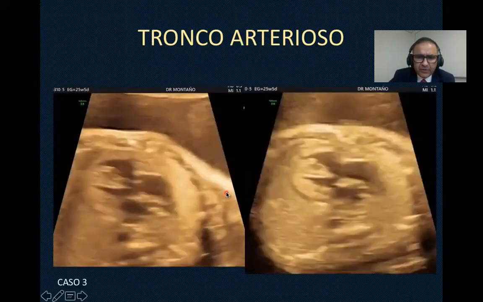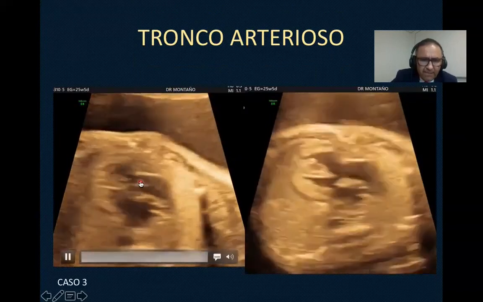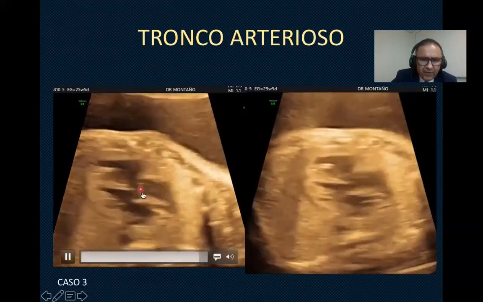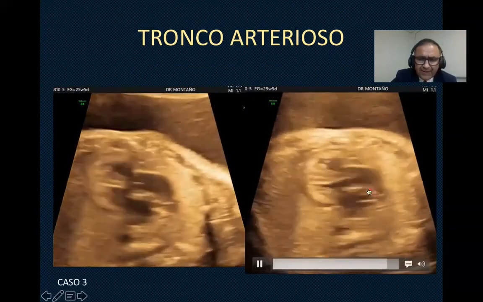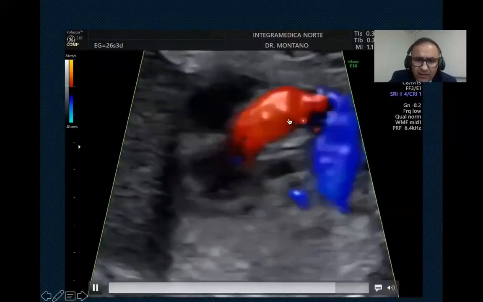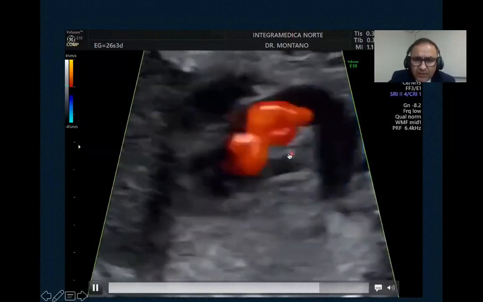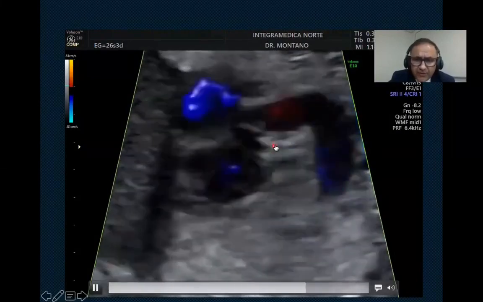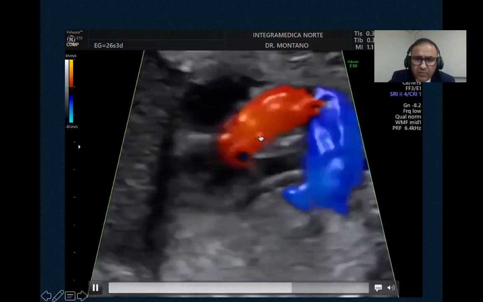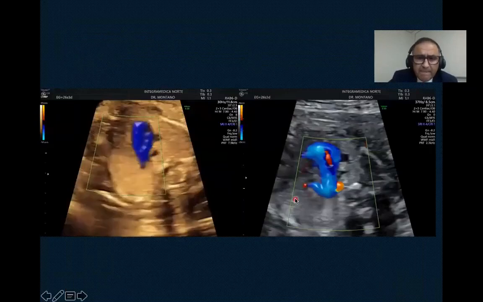Again, truncus arteriosus. Another example of a truncus arteriosus. A large vessel with a valve that appears to be dysplastic and is overriding the interventricular septum. The pulmonary artery also cannot be seen. We can see a large vessel or trunk emerging from the center of the heart, and apparently we do not see the pulmonary artery. However, the differential diagnosis may also be a tetralogy of Fallot with pulmonary atresia or pulmonary atresia with a ventricular septal defect.